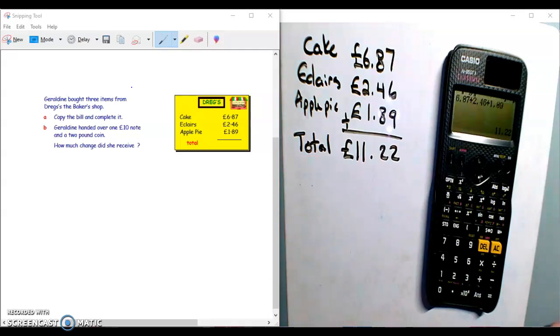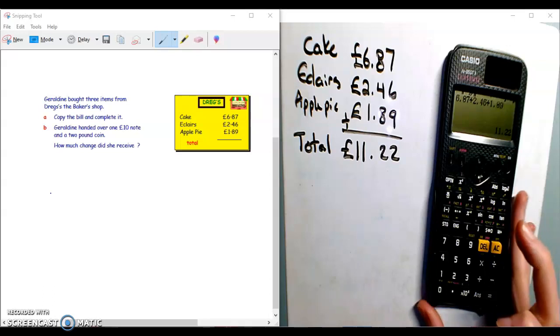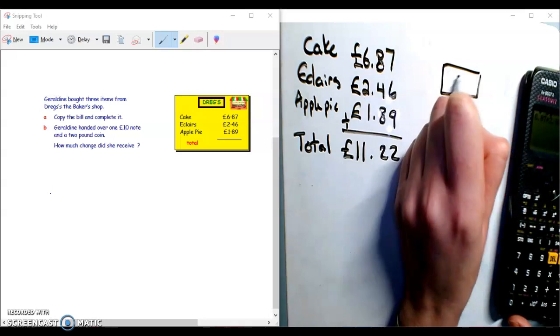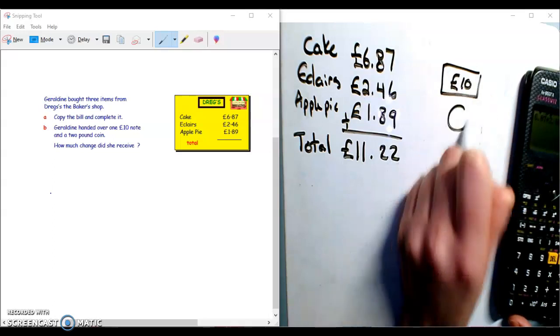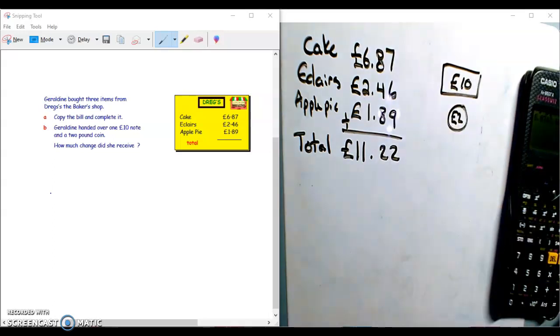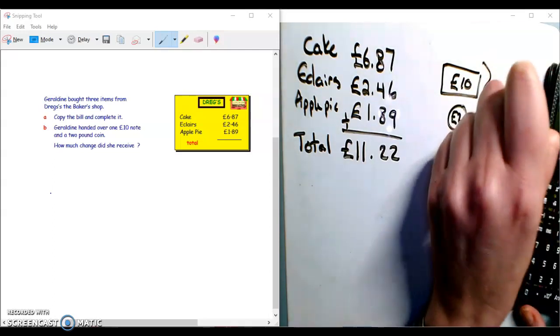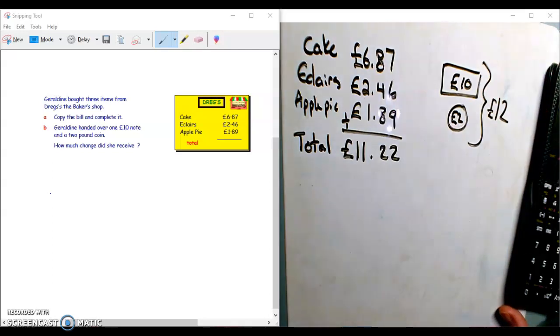So now part B says Geraldine handed over 1 £10 note and a £2 coin. How much change did she receive? So what she's passing over to the cashier is 1 £10 note and a £2 coin. So we know in total that's going to be £12. So she's giving £12. What would the change be?